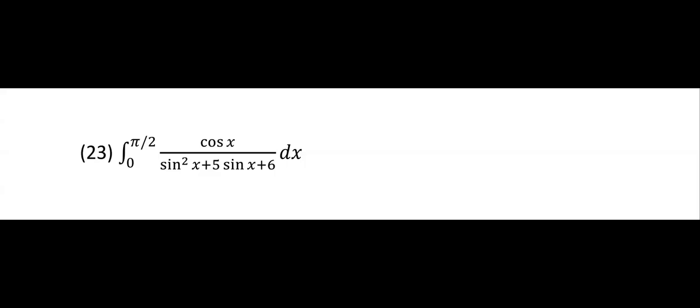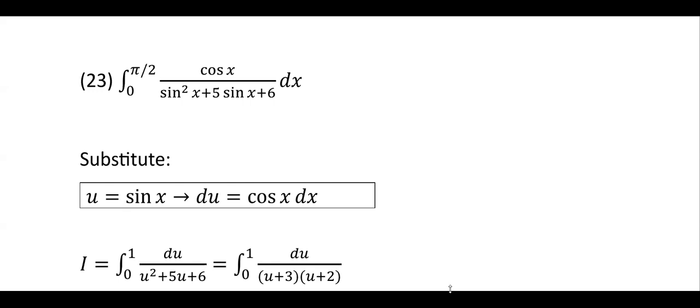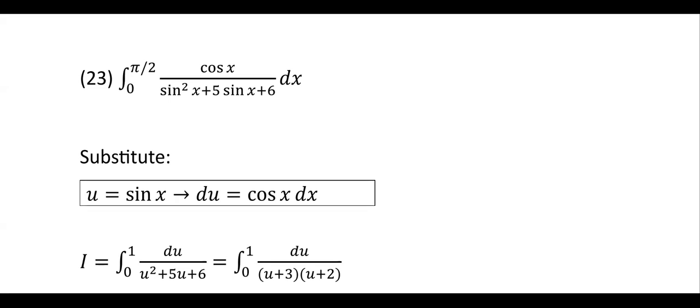Moving on to 23, the integral from 0 to pi over 2 of cosine x over sine squared x plus 5 sine x plus 6 dx. So how do we approach this one? Hopefully you see that it might be a good idea to make a substitution first. Let's let u be sine x, du would be cosine x dx, okay? Then if we substitute, we have to change the limits of integration as well, so I did that as well.